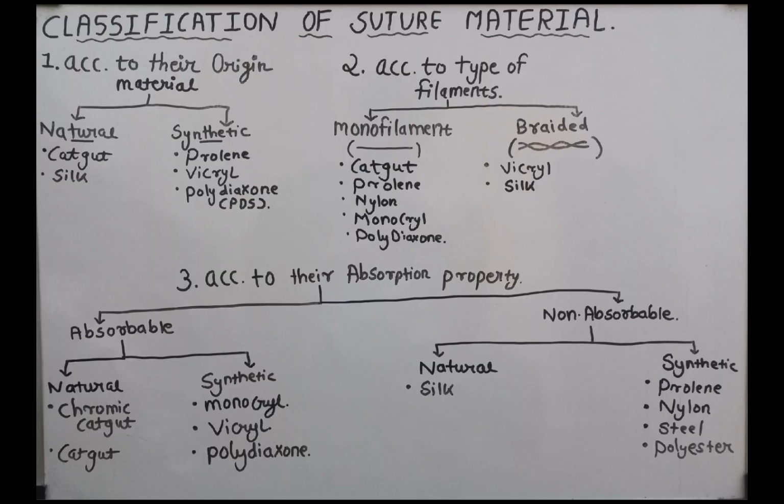Now, starting with the examples of the natural absorbable sutures. These are the chromic catgut and catgut sutures. The absorbable synthetic sutures are Monocryl, Vicryl, and polydioxanone. Now to the non-absorbable sutures. The natural non-absorbable suture is silk, and the synthetic non-absorbable sutures are Prolene, nylon, steel suture, and polyester.